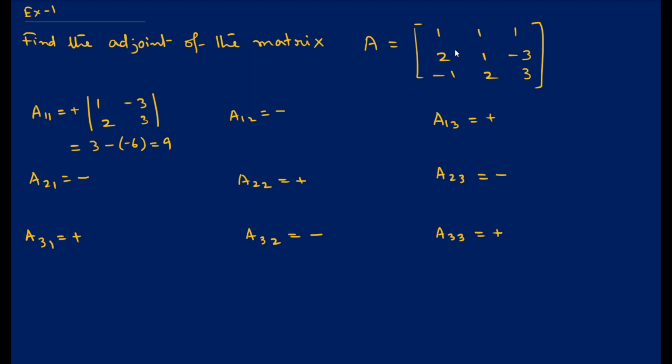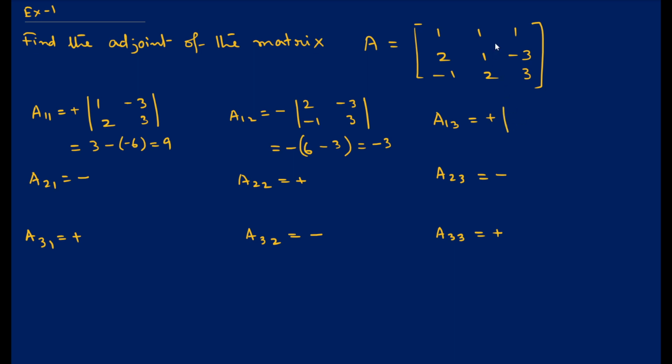Next, A12. For A12 I am talking about this particular element, no? 1. A12 means cofactor of 1. So delete the first row and second column. So first row second column delete करने के बाद क्या मिलेगा? 2, minus 3, then minus 1 and then what? 3. Okay, is it all right? 2, minus 3, minus 1 and 3. So if you expand it, how much is it? 6, then minus, it is minus plus 3, so you will get minus 3, right? This is the second cofactor.